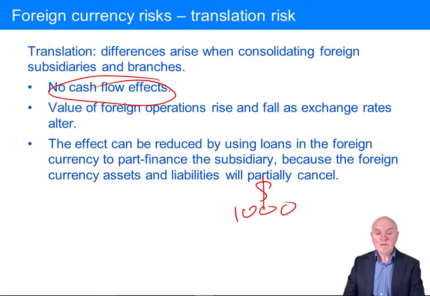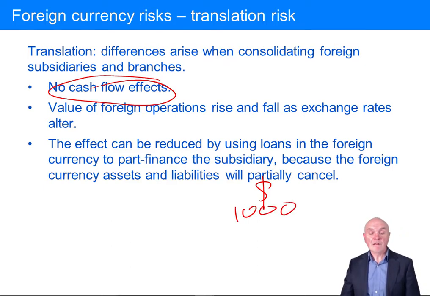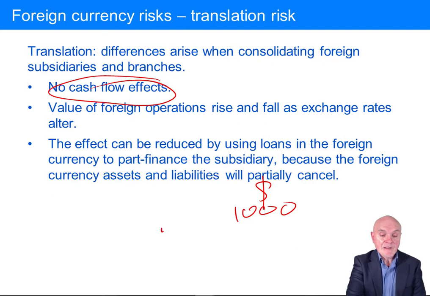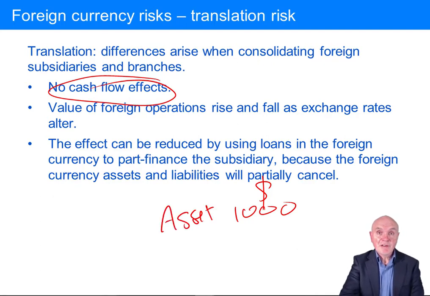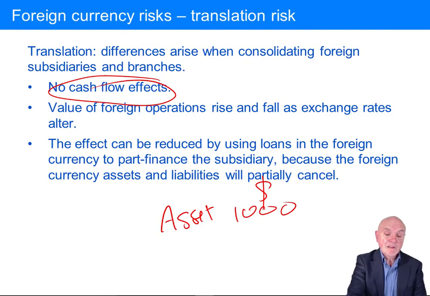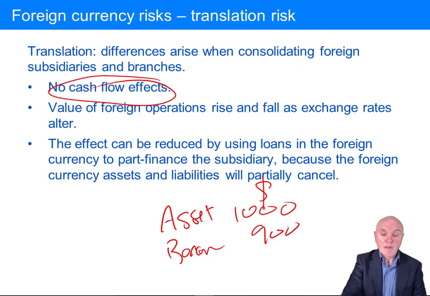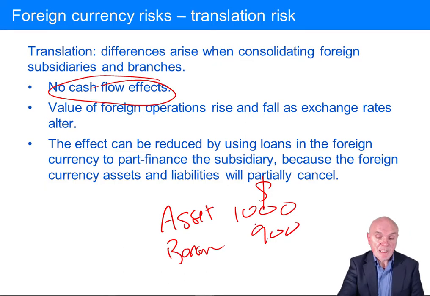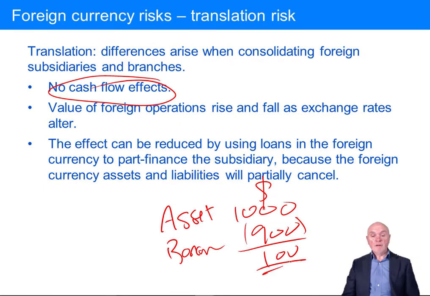What people suggest that you do, if you have to buy assets in your foreign subsidiary for $1,000, then this is the asset. Then maybe what you do, instead of changing pounds to dollars and giving it to your foreign subsidiary and letting them buy the asset in dollars, is you borrow. You borrow in dollars. And substantially the asset and the liability are going to cancel out. And your only exposure really is a net $100 going up and down. But we needn't go into that, it's a little bit advanced.